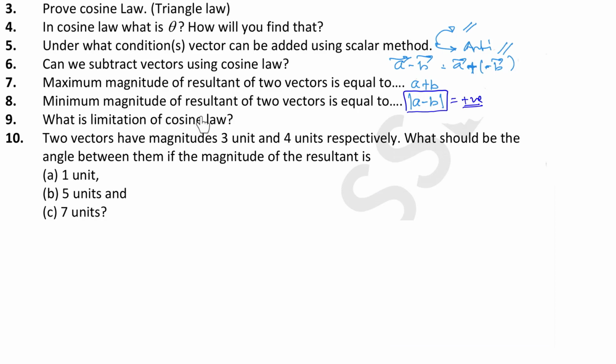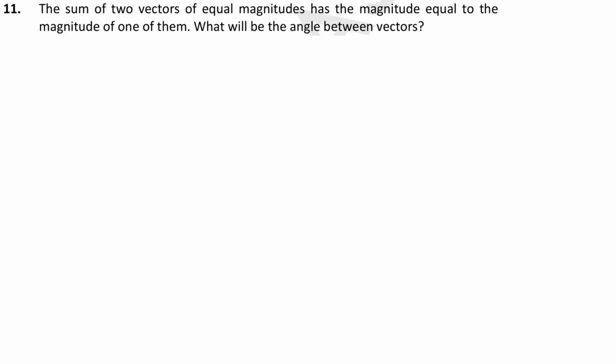What is the limitation of the cosine law? The limitation is that it is difficult to use when a large number of vectors are there. Question 10. Two vectors of magnitude 3 and 4 units respectively. What should be the angle between them if the magnitude of the resultant is 1, 5 and 7 units? You will get 1 unit when the vectors are anti-parallel, 5 units (3, 4, 5) when they are perpendicular, and 7 units when the vectors are parallel.